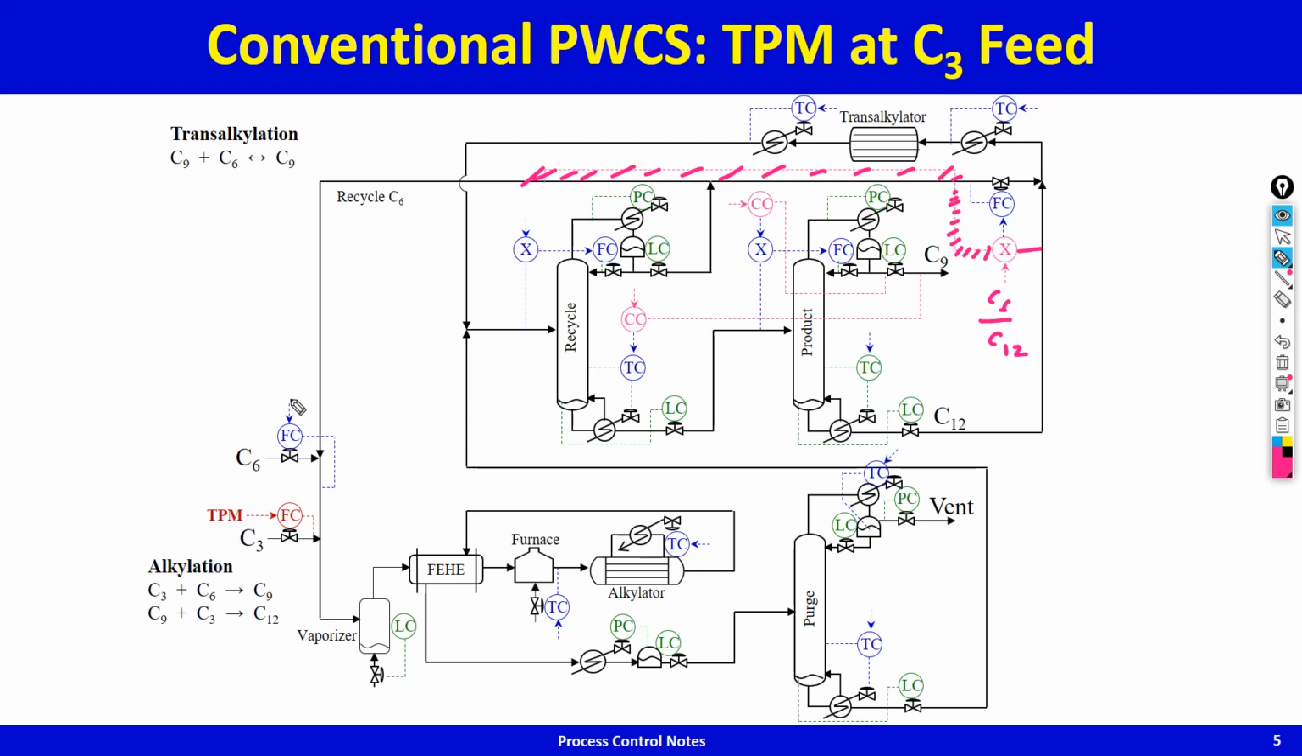What about this guy? Well, here too you will say, okay, what is the C6 to C3 ratio that you desire in the transalkylator? Multiply that by the C3 flow. That gives the set point of the total C6 that should be going into the column, not the fresh C6. So you are controlling the total C6, and that set point comes from this ratio station.